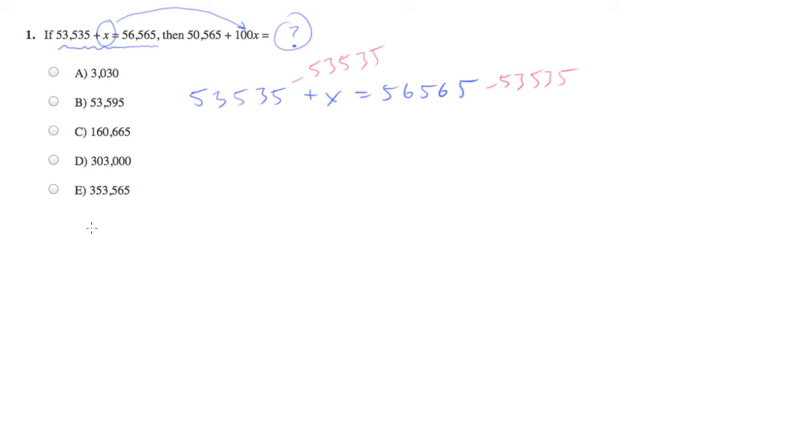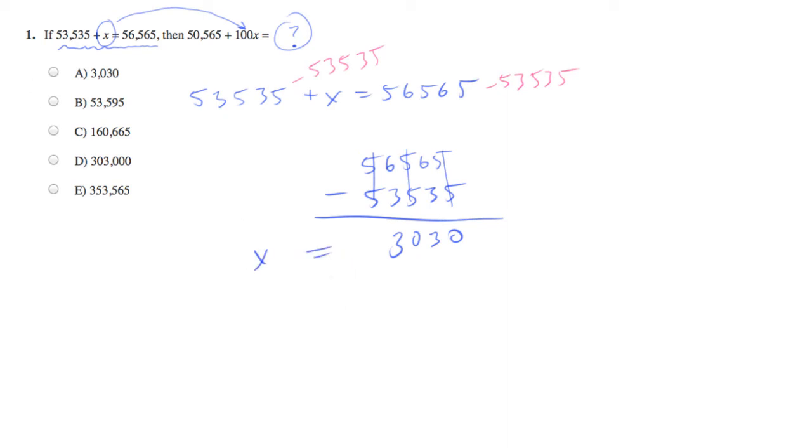So we need to calculate 56,565 minus 53,535. And the SAT has made this a little easy for us because the 5's all cancel and we are just left with 3,030. And that will be the value of x.